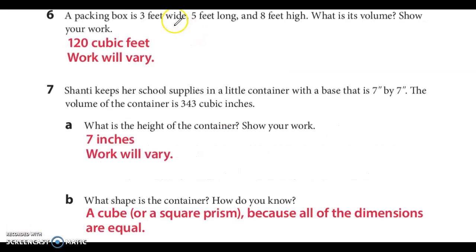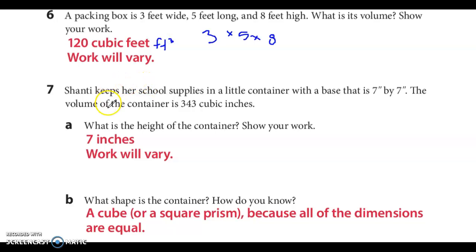On number 6, we've got a box that's 3 feet wide, 5 feet long, and 8 feet high. What is its volume? So you know we need to do length times width times height. So 3 times 5 times 8 would get you an answer of 120 cubic feet, or you could have said feet cubed as your label, but don't forget that label.